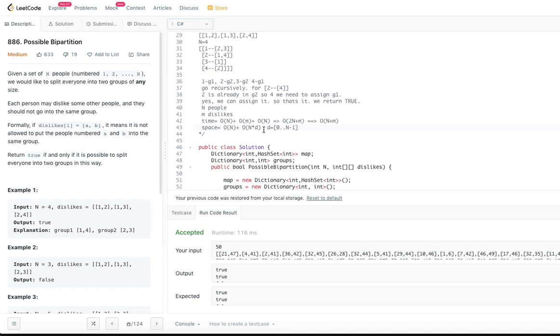So that's how we are able to solve the problem of possible bipartition.